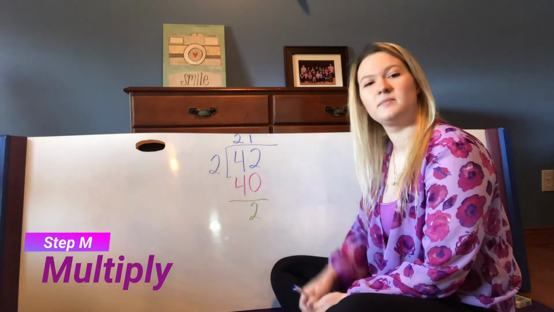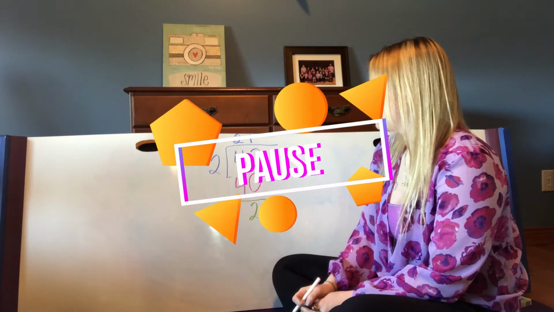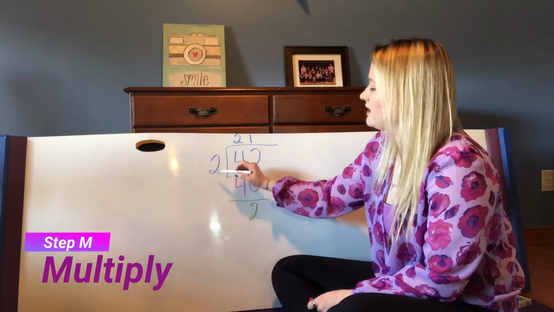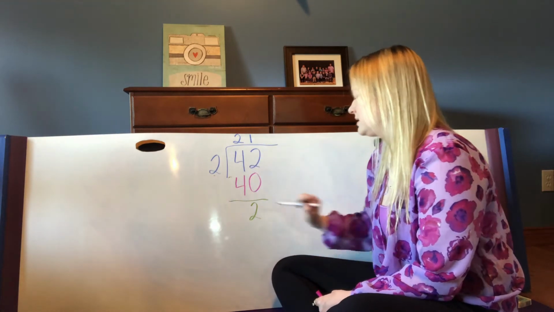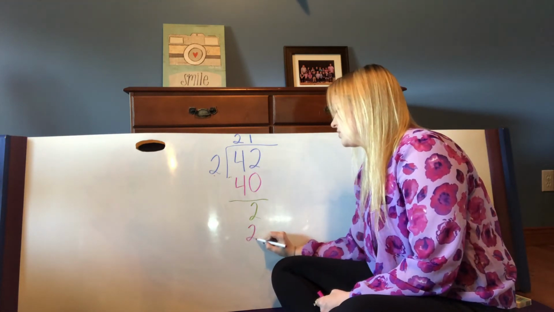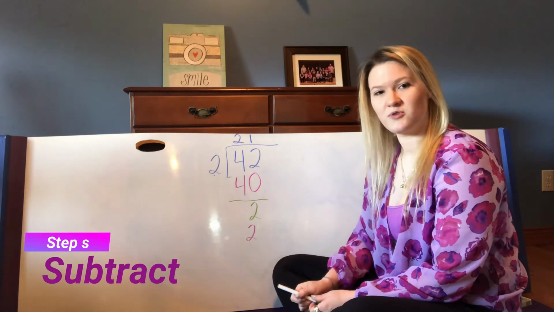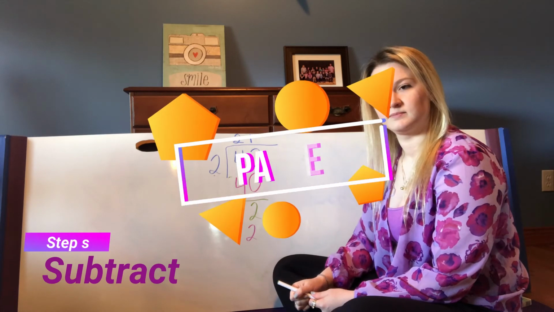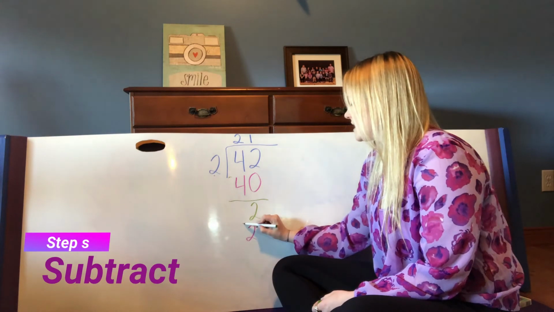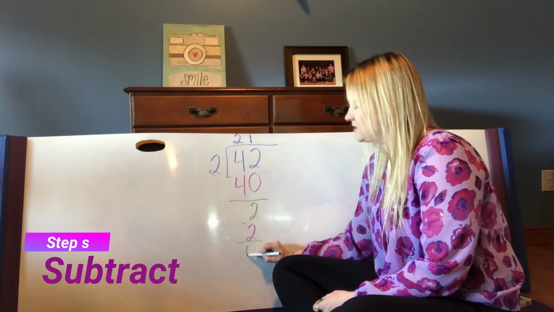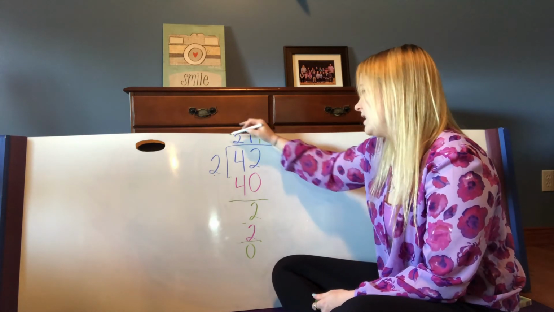Now we're on to our M. So we're going to multiply our number on the outside and the number we just found. 2 times 1 is 2. We're going to put it down there. That's it for M. Now we're going to do S for subtract. So we're going to subtract 2 away from 2, which we know is 0, which means we've done all we can under here, and our answer is 21, again.